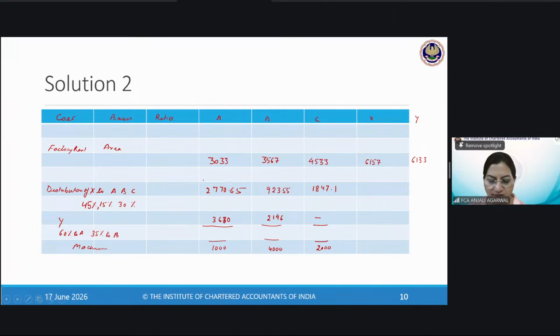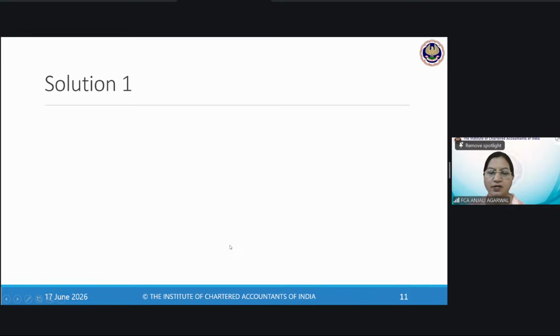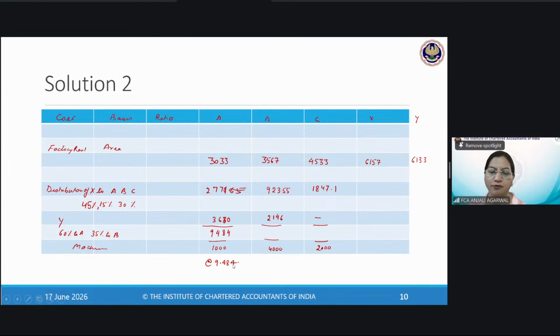I'll solve it for one. Department A is 3030 plus 2770.65 plus 3680. You can round it off. It's 9484. And when 9484 is divided by 1,000, it comes out to be at the rate of 9.484. So the machine hour rate for department A is 9.484. So anytime a machine runs for 1 hour in department A, you incur an expenditure of 9.484 rupees. Okay? Clear, everyone?